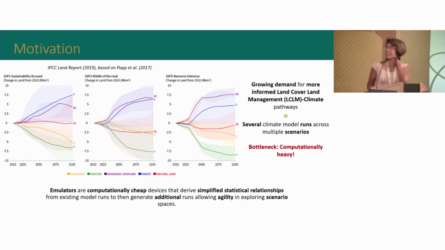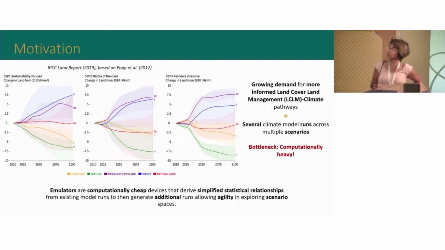Just to motivate why I'm pursuing an emulator approach in representing these feedbacks, here you can see a figure from the IPCC land report, which was also in Popp et al., where you can see the different land cover scenarios that would play out under different sustainability scenarios. And you can see that they diverge quite a bit. There's quite a range of uncertainty.